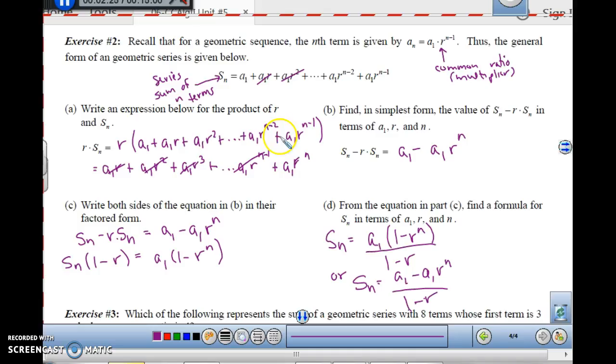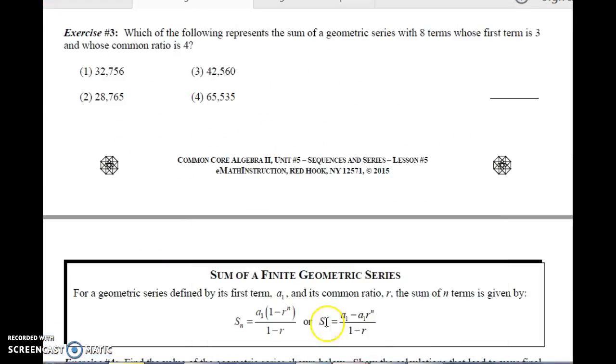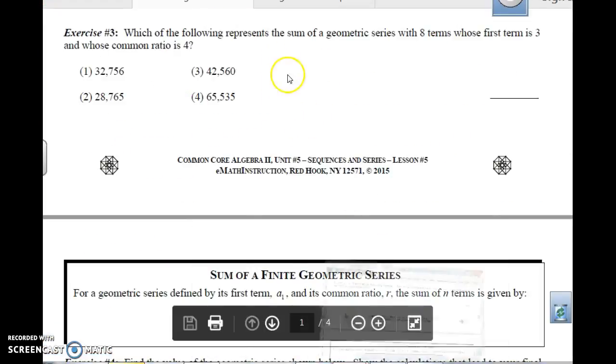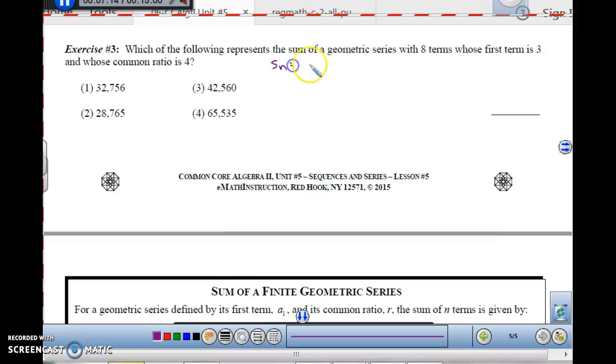Okay, so let's apply the formula. Remember, the formula is S of n equals a1 times 1 minus r to the n over 1 minus r. So if I apply the formula, I'm going to write it down here. S of n equals a1 times 1 minus r to the n over 1 minus r. Or you can distribute it through what's on the reference sheet, a1 minus a1r to the n over 1 minus r. Either one of those would work. Okay, so let's fill in our values.